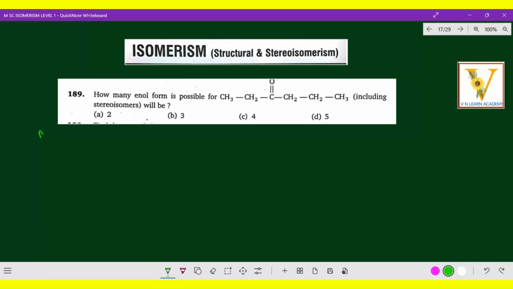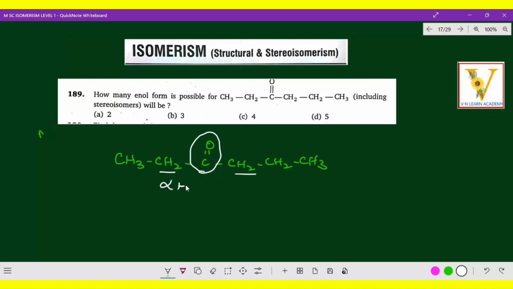The next question, how many enol forms are possible for this compound? Right, now let me write it for you. CH3, CH2, C double bond O, CH2, CH2, CH3, right, including stereoisomers. See, enol form, it is very simple. Now this is a functional group. As we observe, this is a functional group. In that functional group, next to this points are there, no? So it is alpha hydrogen. Wherever alpha hydrogen is there, we can identify the enol form in that way.